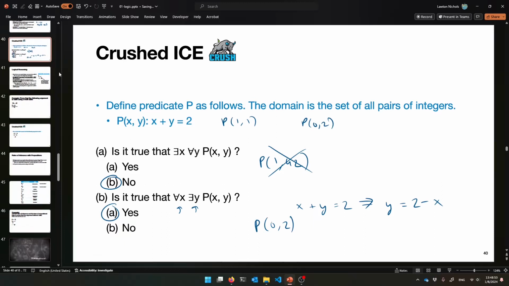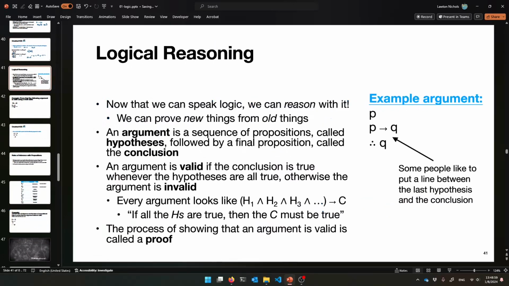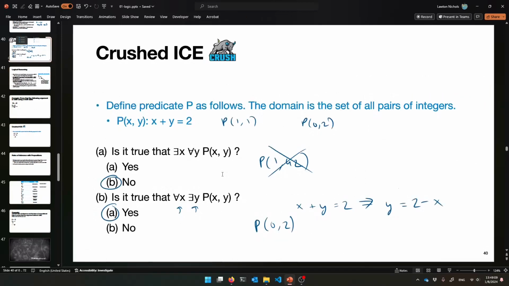There's a lot going on, a lot of new terms, but hopefully with this, your textbook and your homework, you'll get it. All right. So with that, we are now fluent in logic, right? So we can actually prove things. We can reason with it.